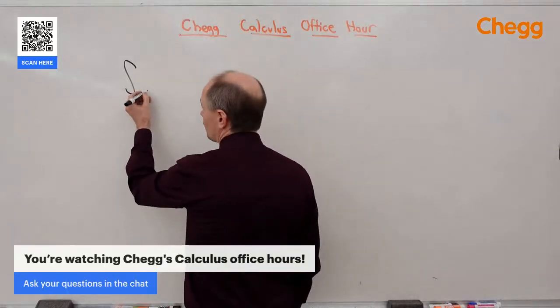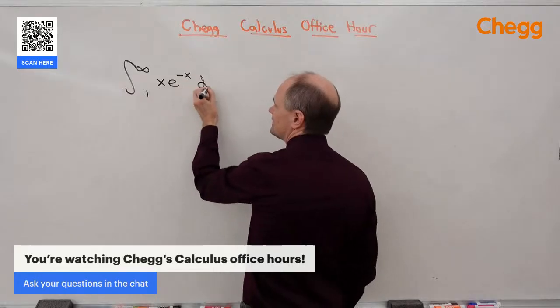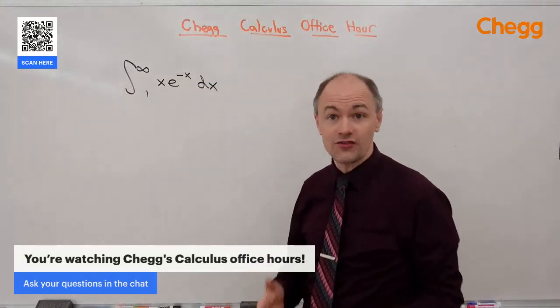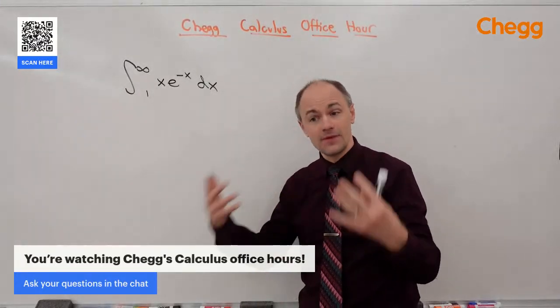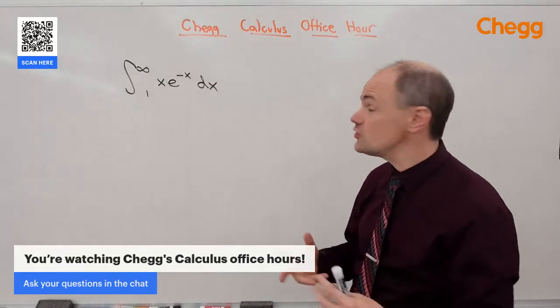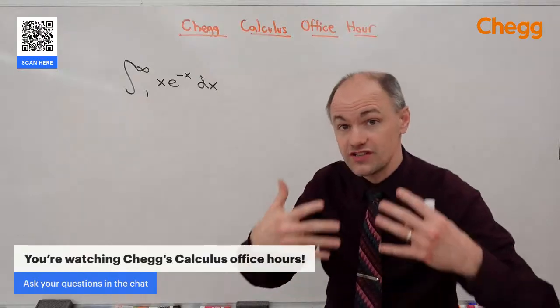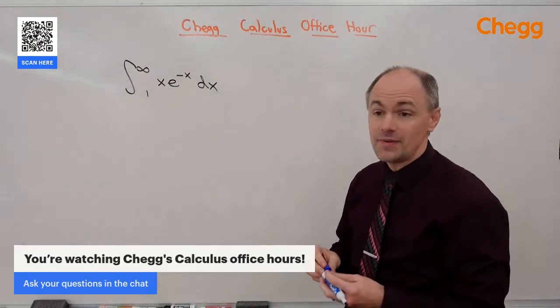Let's say we're integrating from 1 to infinity x e to the negative x dx. The problem is we can't actually do math with infinity. So we're going to kind of cheat and use something from what we saw at the beginning of our calculus study. We're going to use the limit, and we're going to take the limit as this upper guy approaches infinity and see what happens, see if we've got any asymptotic behavior.